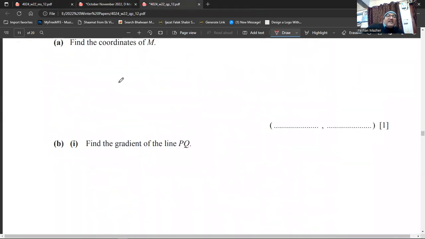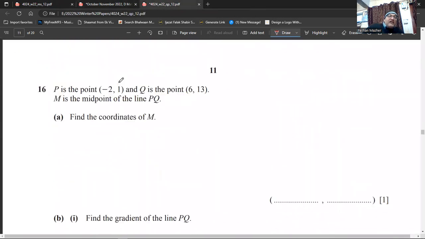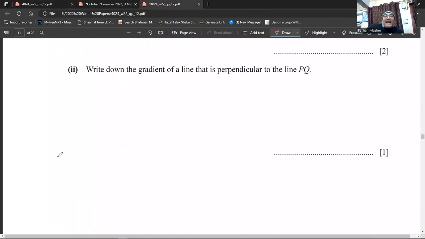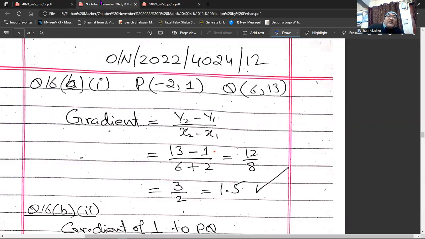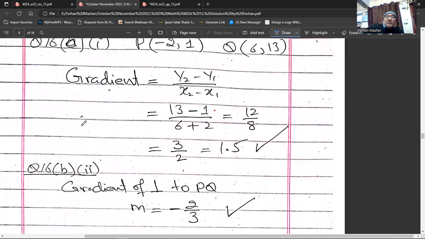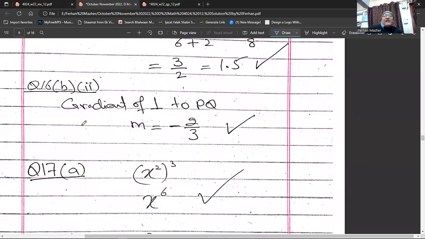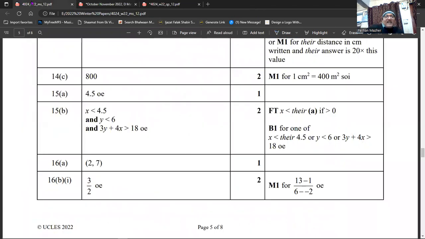Okay. Then question number 16B, second part. He says, write down the gradient of the line that is perpendicular to the line PQ. I know the gradient of PQ, that is 3 by 2. The gradient of the perpendicular to PQ will be the reciprocal of its gradient, and you change its sign. Reciprocate the gradient and change the sign. So it will be minus 2 by 3. Simple. Minus 2 by 3.